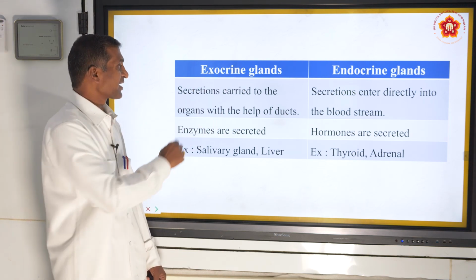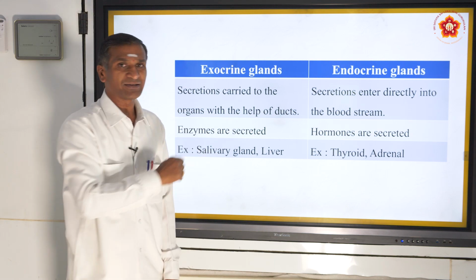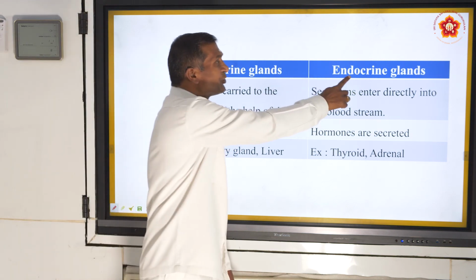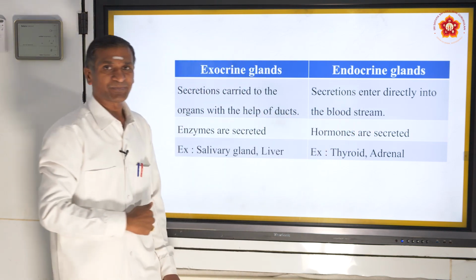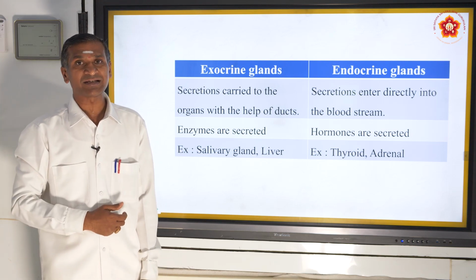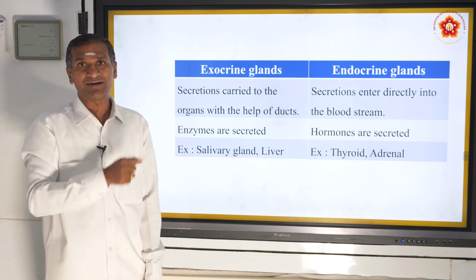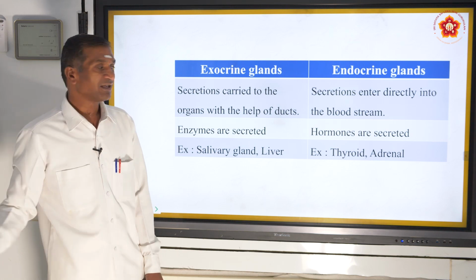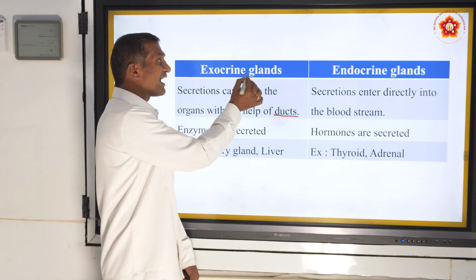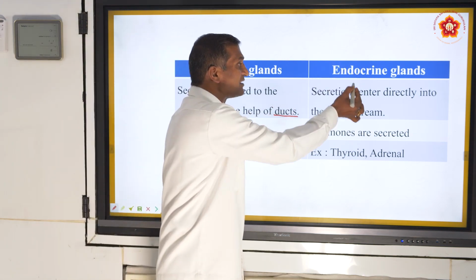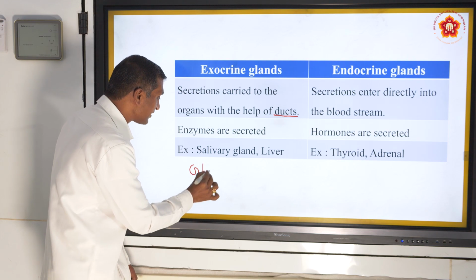Exocrine glands: secretions carried to the organs with the help of ducts. Endocrine glands: secretions enter directly into the bloodstream. As we know, a gland helps in secretion, and the secretion of the exocrine gland flows in a particular path with the help of a tube-like structure, which we call a duct. So they are glands with ducts. These are glands without ducts, to tell you all. In short, we can say glands with duct.